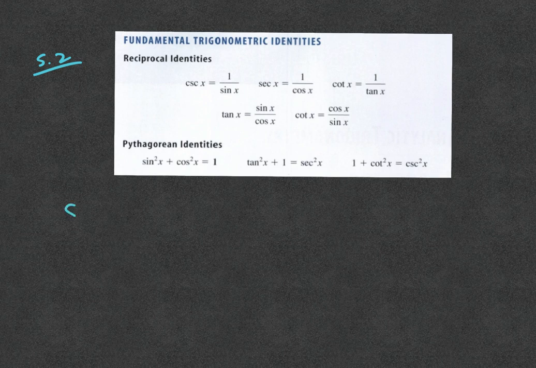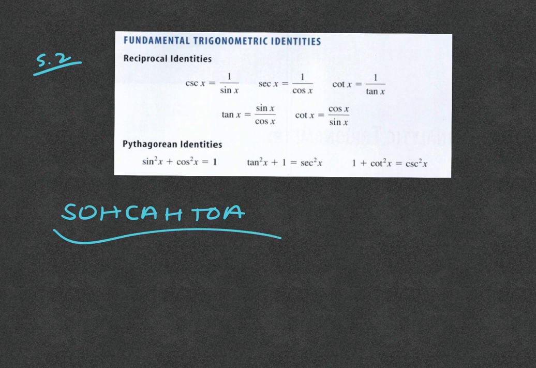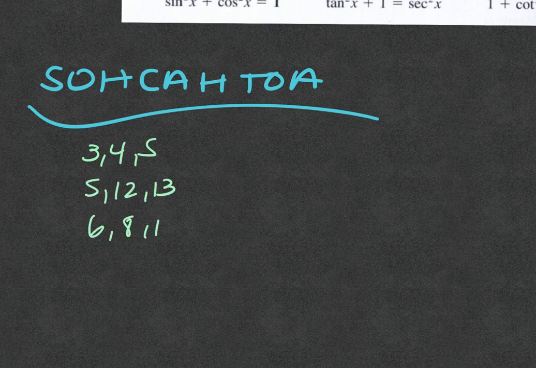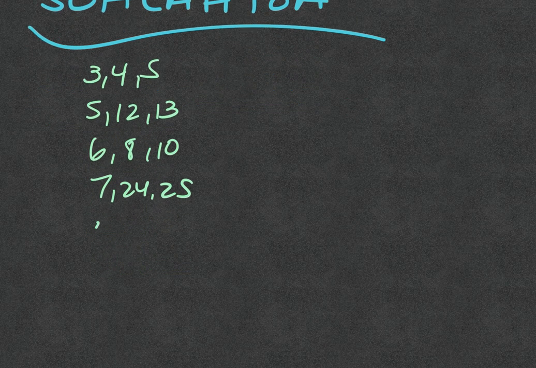So in 5-2, we revisited SOHCAHTOA. You have to know how to spell that word. That word saves lives, okay? If you want to write it as soon as you get your quiz, that's fine. That is sine opposite over hypotenuse, cosine adjacent over hypotenuse, and tangent opposite over adjacent. You want to know your Pythagorean triples that are common: 3, 4, 5, 5, 12, 13, 6, 8, 10, 7, 24, 25, and 8, 15, 17. Those are also going to save some time.